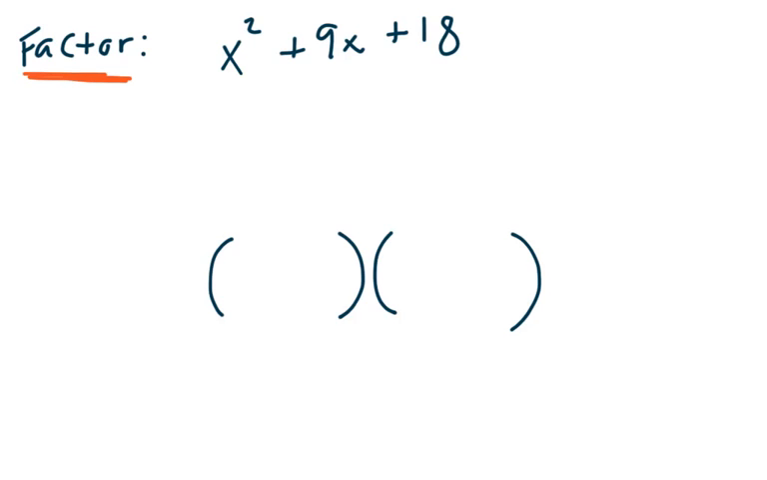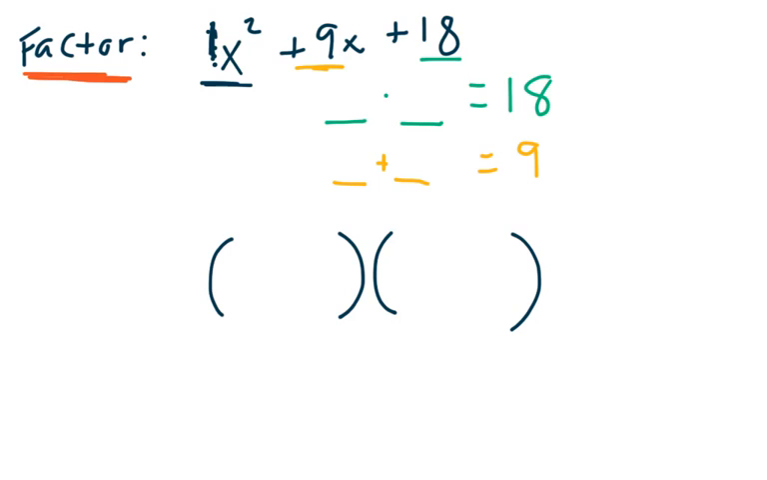The trick for this is that when you have just an x squared in front, that means like 1x squared, sort of like an imaginary 1x squared. You're going to think about what multiplies to get the last term, 18, and what same two numbers would add up to get 9, that middle thing next to the x.